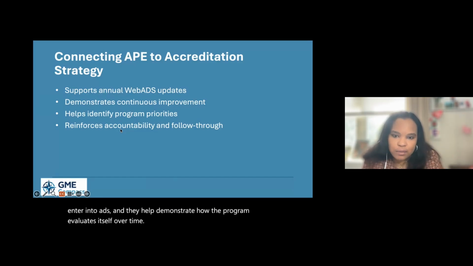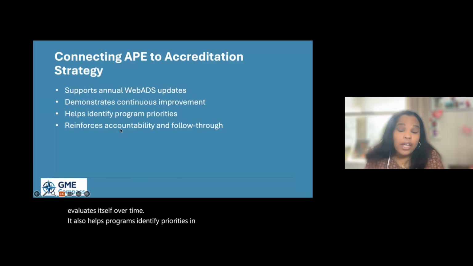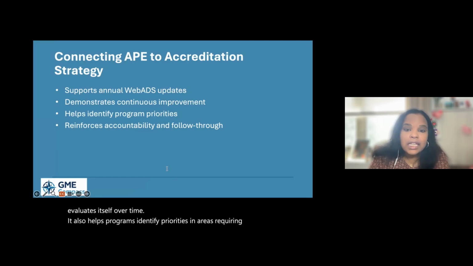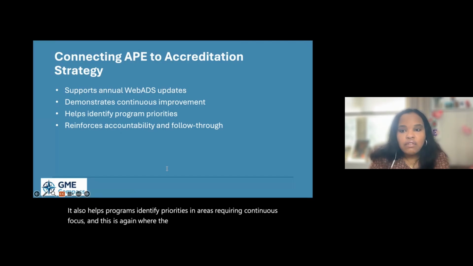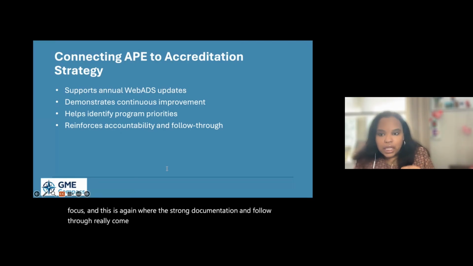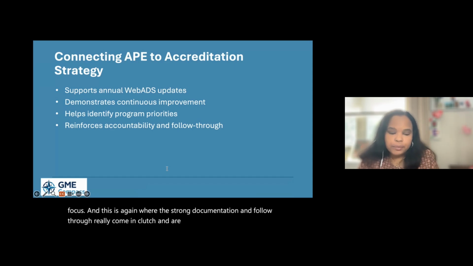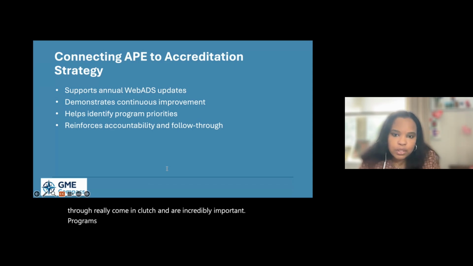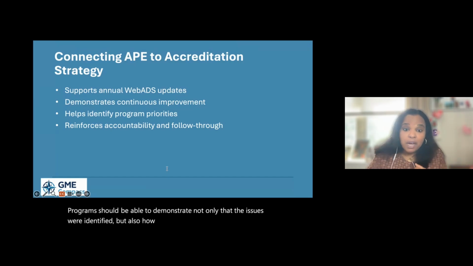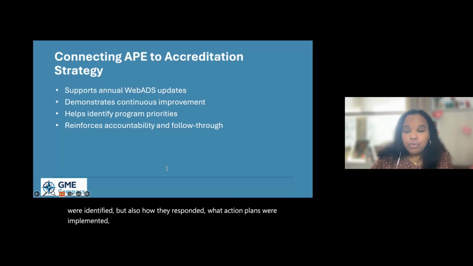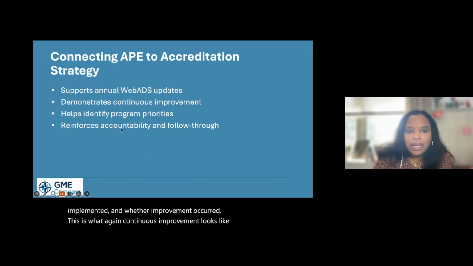It also helps programs identify priorities and areas requiring continuous focus. And this is, again, where the strong documentation and follow through really come in clutch and are incredibly important. Programs should be able to demonstrate not only that the issues were identified, but also how they responded, what action plans were implemented, and whether improvement occurred. This is what, again, continuous improvement looks like in practice.